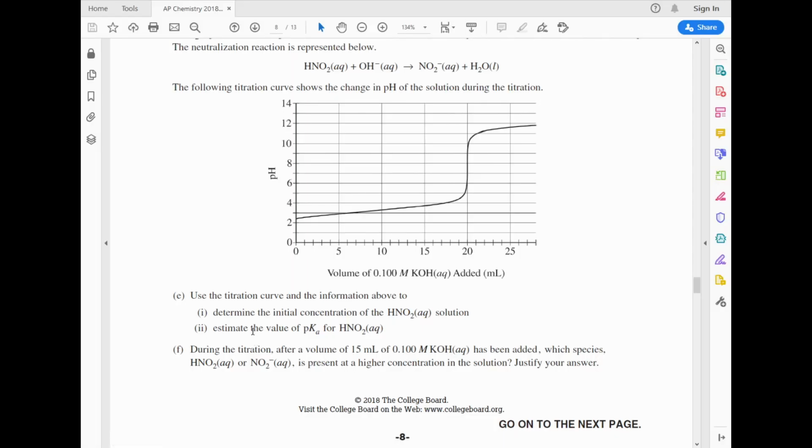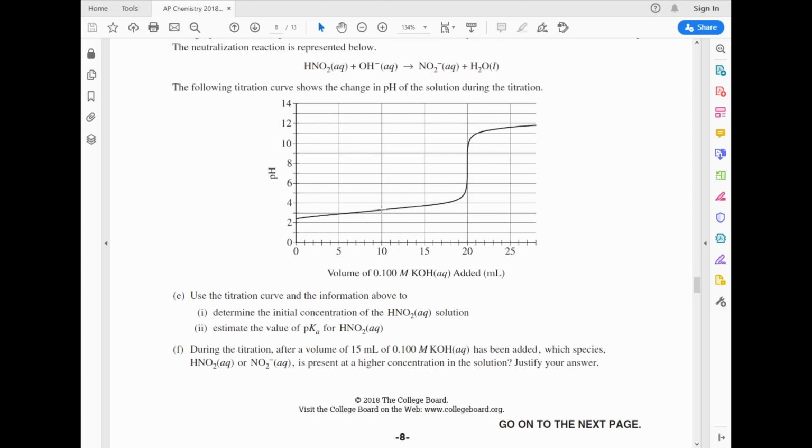E2 tells you to estimate the value of the pKa for HNO2. So, how do we find the pKa? Well, one of the nice things about pKa and titration curves is that the pKa occurs at the half equivalence point. We said the equivalence point is at 20, based on the sharp rise. So the half equivalence point would be halfway to that point, or when half of the HNO2 is reacted. Half of 20 is 10.